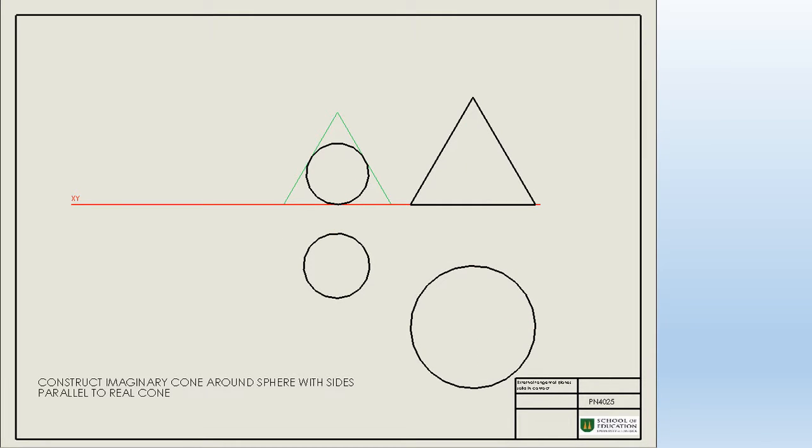So the first thing you do to solve this question is to construct the imaginary cone around the sphere with sides parallel to the real cone. Constructing the sides parallel to the original cone ensures the angle of inclination is the same. The reason we do this is because it enables us to find the point of contact on the sphere, which we will be doing later on. It also allows us to locate the vertical trace.